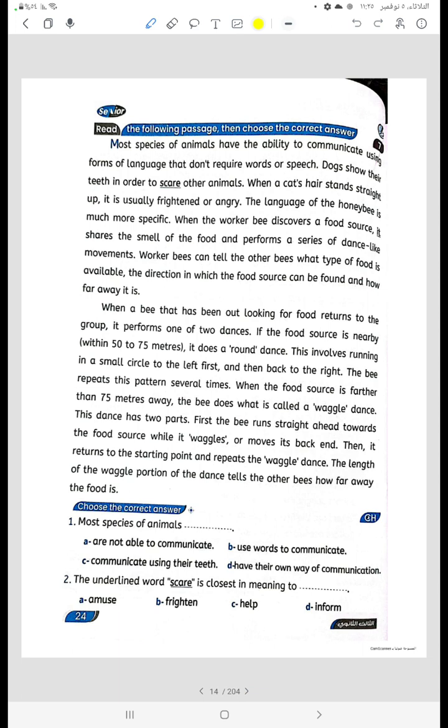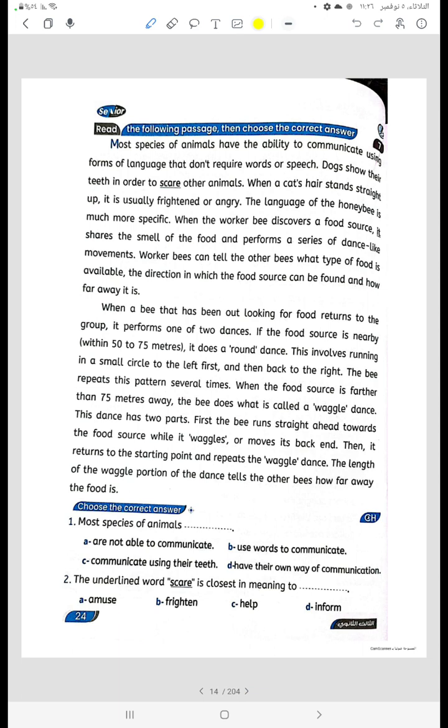Most species of animals have the ability to communicate using forms of language that don't require words or speech. Dogs show their teeth in order to scare other animals. When a cat's hair stands straight up, it's usually frightened or angry. The language of honeybee is much more specific.